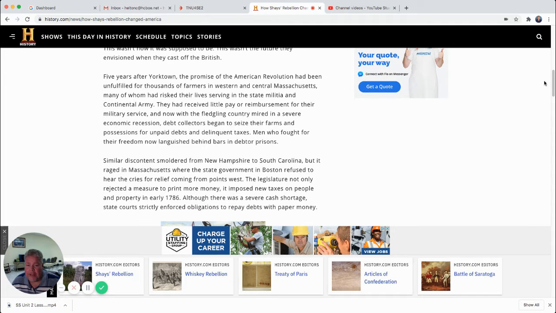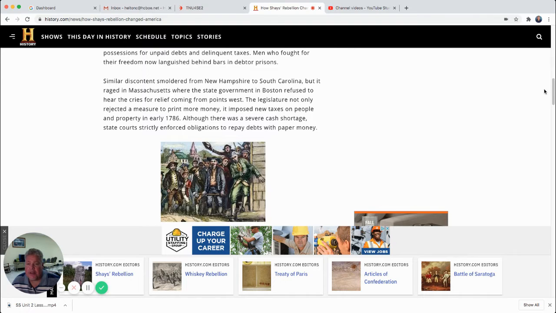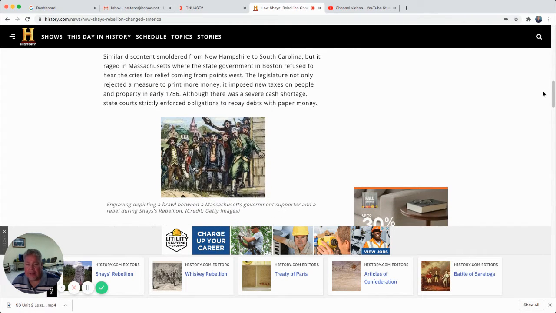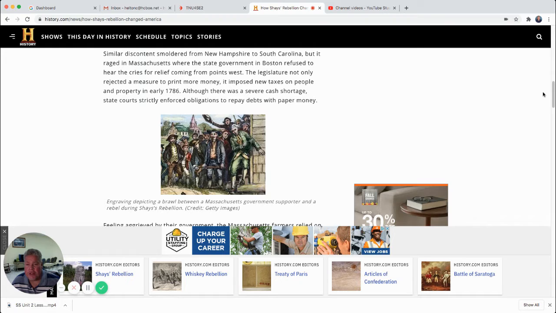And now, with the fledgling country mired in a severe economic recession, debt collectors began to seize their farms and possessions for unpaid debts and delinquent taxes. Men who fought for their freedom now languished behind bars in debtors' prison. Similar discontent smoldered from New Hampshire to South Carolina, but it raged in Massachusetts, where the state government in Boston refused to hear the cries for relief coming from points west. The legislature not only rejected a measure to print more money, it imposed new taxes on people and property in early 1786. Although there was a severe cash shortage, state courts strictly enforced obligations to repay debts with paper money.